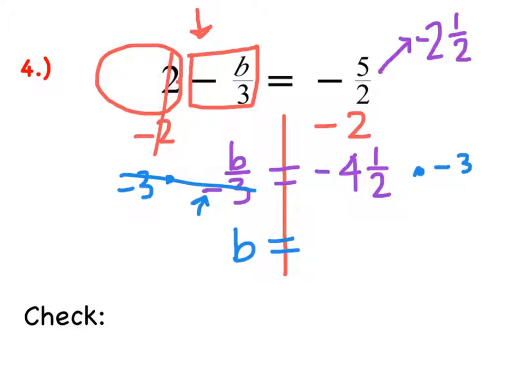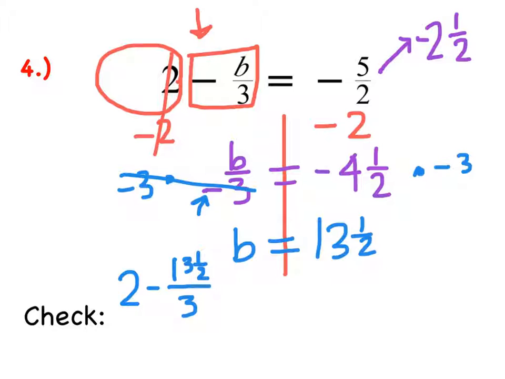And then I can type it in my calculator. Negative 4, fraction button 1, 2, times negative 3, and I get 13 and 1/2. Now let's do the check. So I have 2 minus 13 and 1/2 divided by 3.